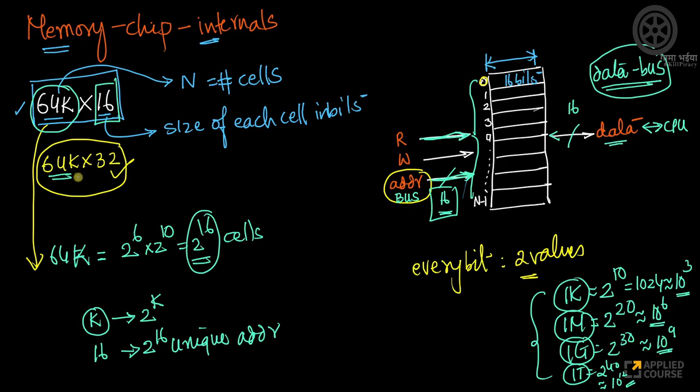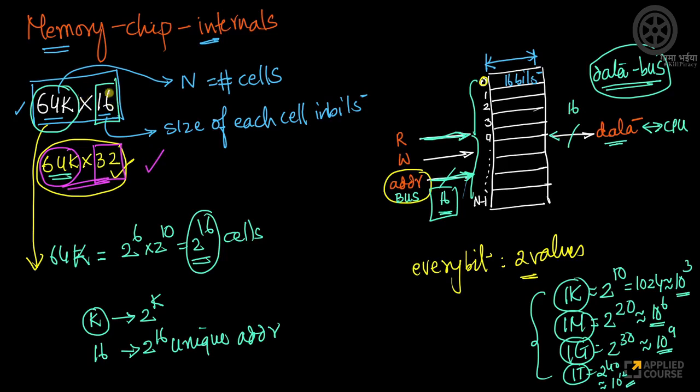Imagine, on the other hand, if you had a chip which is 64K cross 32. Since the number of cells does not change, the address size doesn't change. But the word size, or the cell size, or the location size is 32 here, which means the data bus width will become 32. That's how you understand this number. This is a very, very important number.